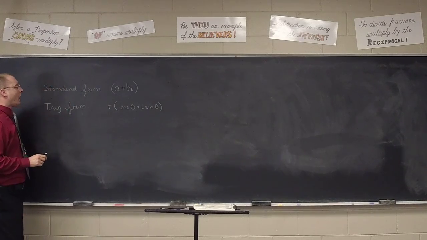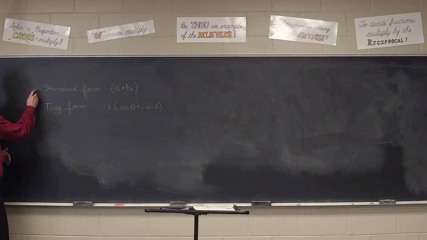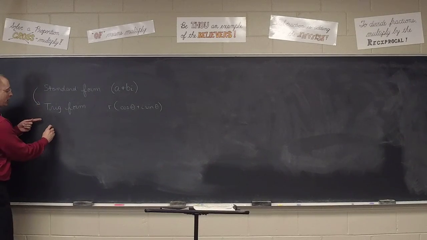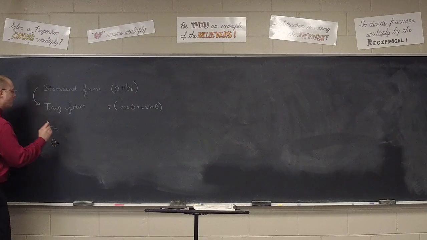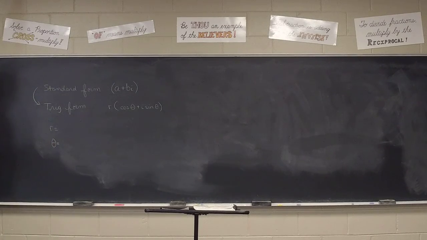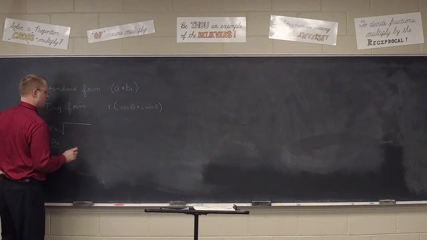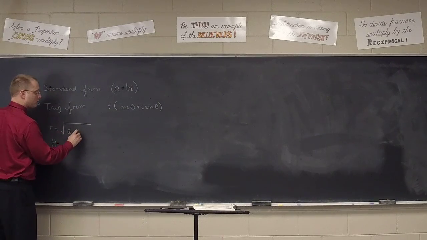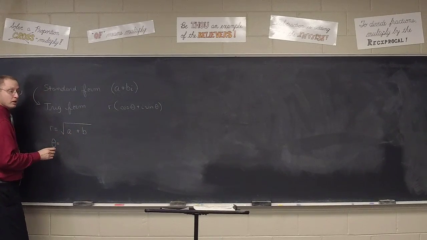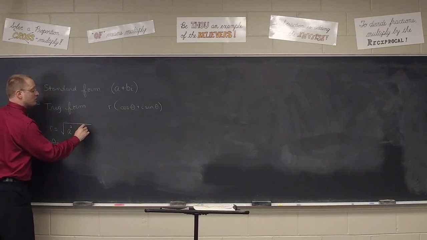If I wanted to go from the standard form to the trigonometric form, we would need to remember how to get the r and how to get the theta. How do we go about getting the r value? Jamie? We'll get the r by, wait, is it the square root of a plus b? Close. Quentin, help? Squared. Squared, right? Remember, it's like the Pythagorean theorem.